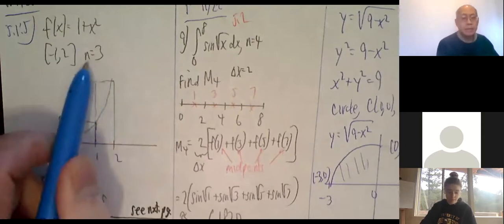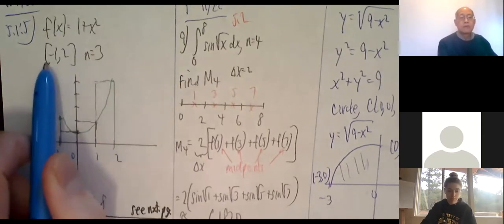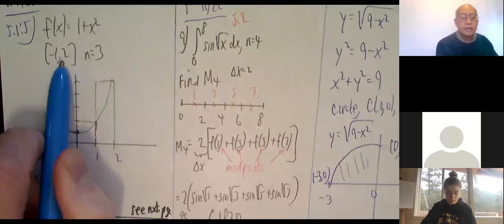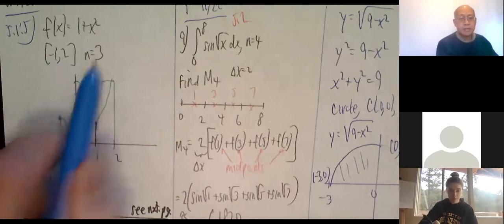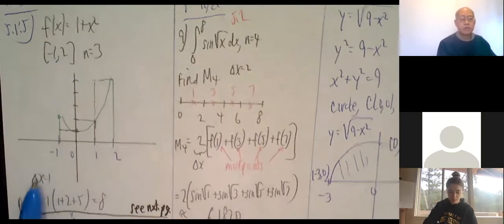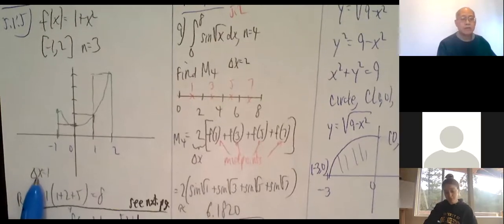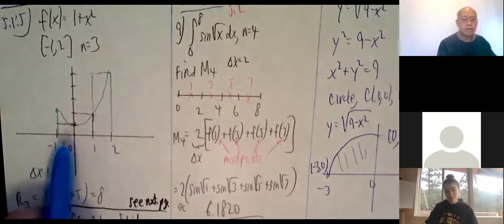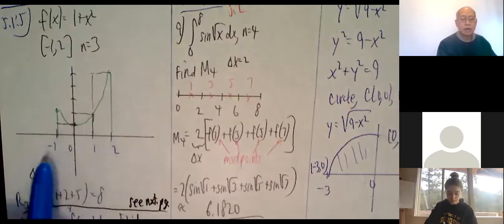They say chop it into 3 pieces. From negative 1 to positive 2 is 3, so that's very convenient. That means delta x is 1. The base of these rectangles are all 1, so when you go base times height, base times height, base times height, all the bases are 1. That's very convenient.